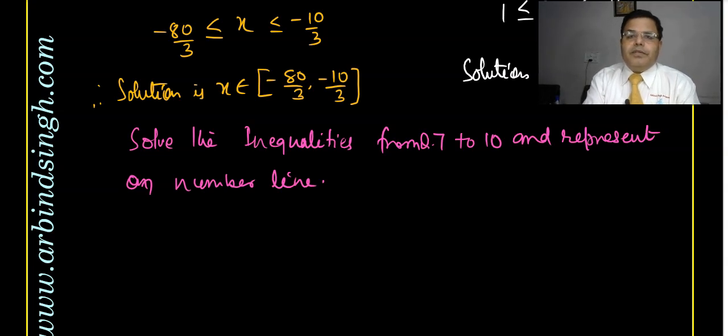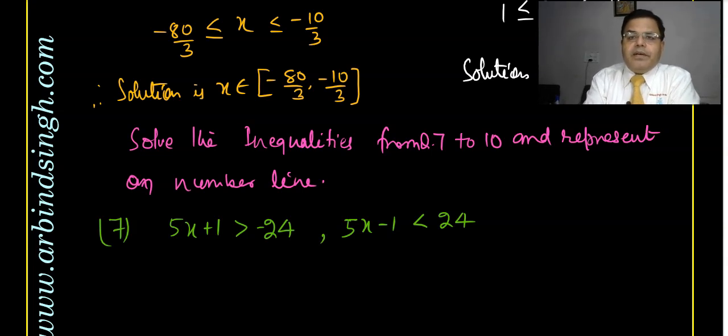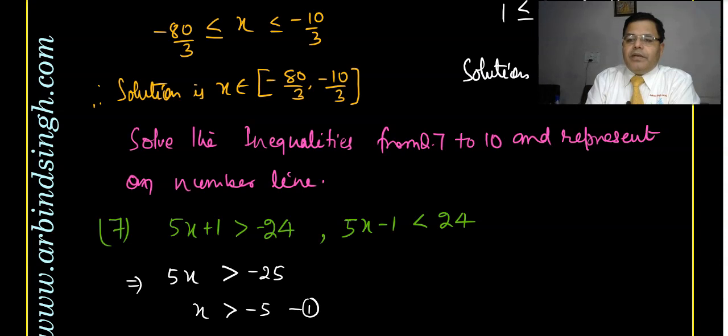Now question number 7 is given. Let us write here: 5x plus 1 is greater than minus 24, and 5x minus 1 is less than 24. So these are the two inequalities, and we have to solve them. We can write here: this implies 5x is greater than minus 25, and x is greater than minus 5. This is the first one. The second one is 5x is less than 25, and x is less than 5. So this is the second one.